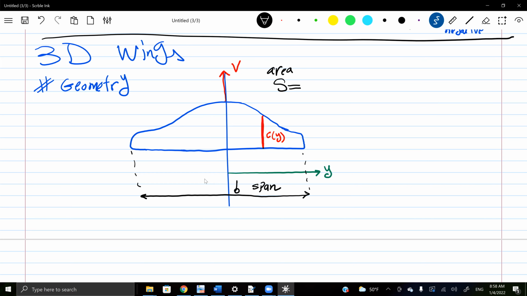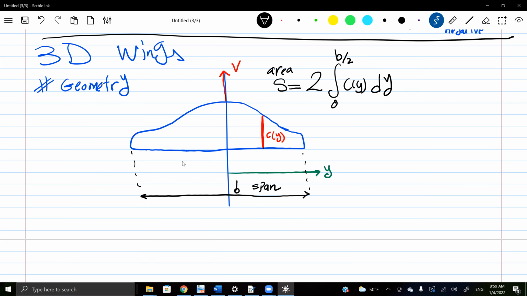This is simply, let's multiply the chord by the span if it's a constant. If it's not a constant, we just integrate. So simply I integrate this c of y times dy, between negative b over 2 to b over 2, or I multiply by 2 and integrate from 0 to b over 2. This is the area.